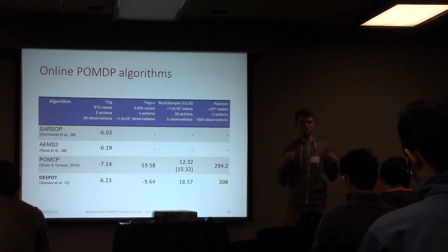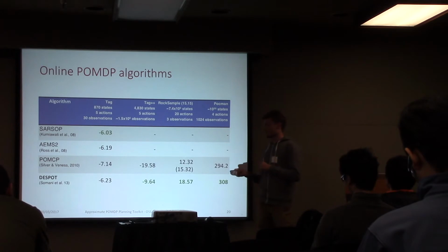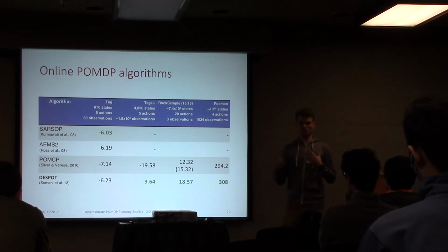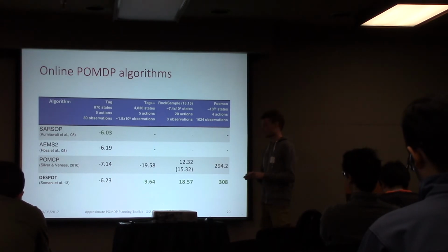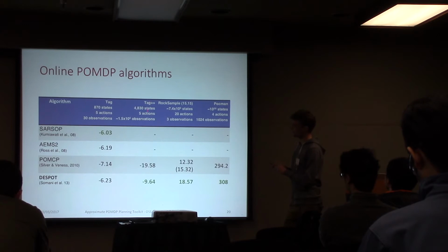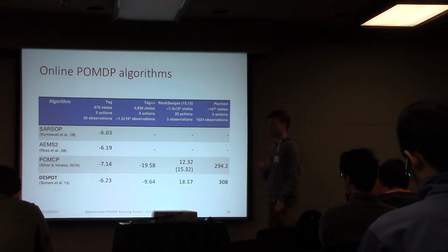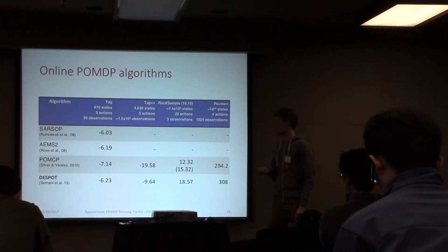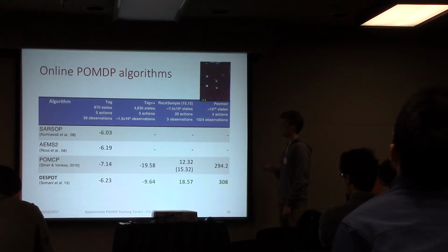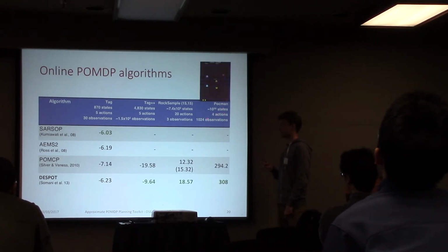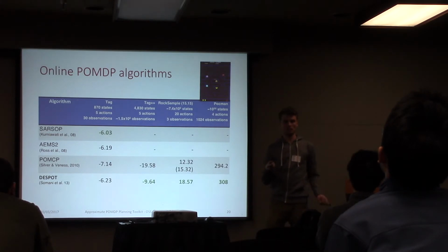POMCP is a sampling-based approach, but its worst-case performance is a lot worse than DESPOT, and it also has no bounds on the performance. The different problems here that I show, some of them have 10 to the power 6 observations. This one, rock sample, has 10 to the power 6 states. And finally, this Pokemon has 10 to the power 56 states and 1,000 observations, so a very complex problem.